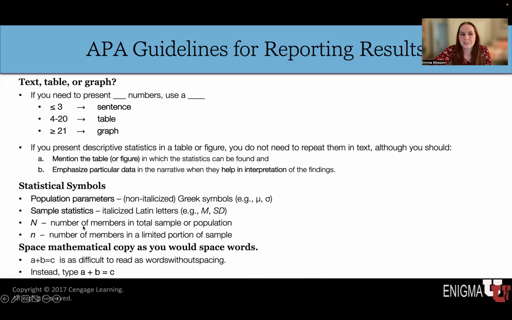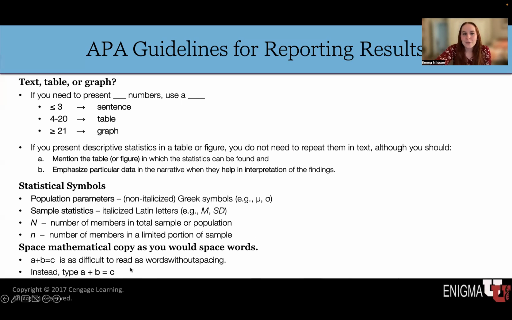Here are some statistical symbols that we're going to be talking about. For population parameters, you're going to use non-italicized Greek symbols. So whenever you see a Greek symbol, it's representing a population. Whenever you see a Latin letter and it's italicized, that's going to be a sample statistic. A capital N is the number of members in a total sample or population. A lowercase n is the number of members in a limited portion of your sample.